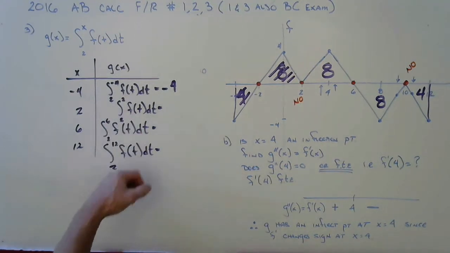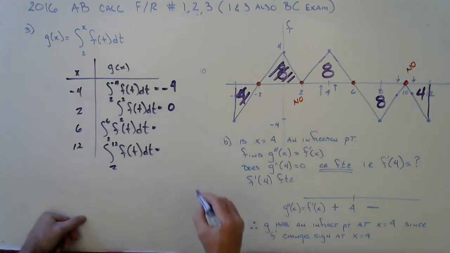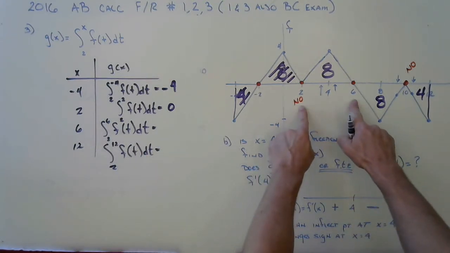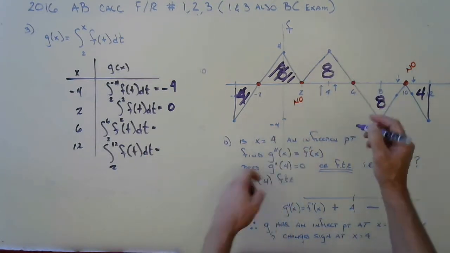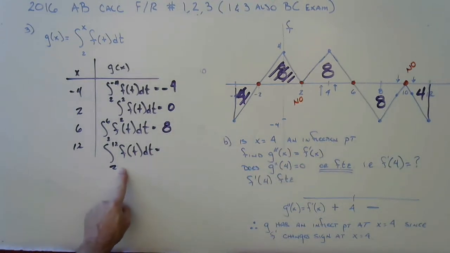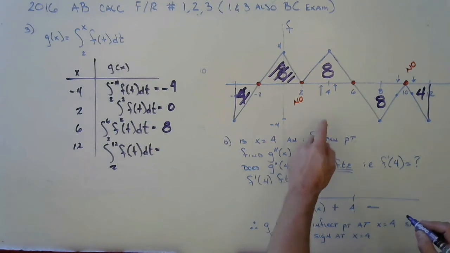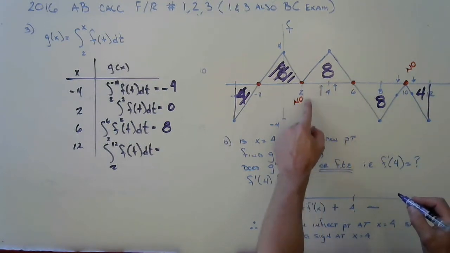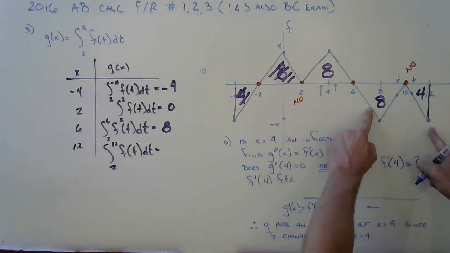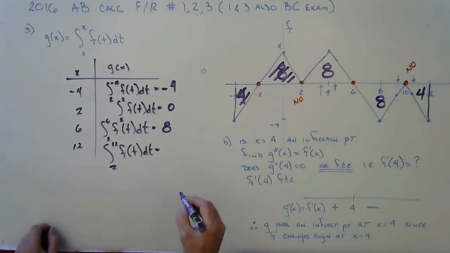What's the integral from 2 to 2 going to be? Well, that's going to be 0. How about the integral from 2 to 6? Well, the integral from 2 to 6 is the area of this. That's going to be 8. And how about the integral from 2 to 12? Well, the integral from 2 to 12 is going to be 8, right? Starting here, going to here. It's going to be +8, take away 8, that's 0. Take away 4, that's going to be -4.